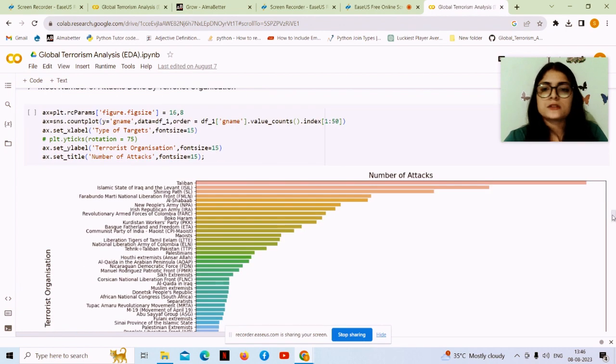Next, the largest number of attacks done by a terrorist organization. As we can see in this graph, the most terrorist attacks were done by the Taliban, followed by ISIL, Islamic State of Iraq and Levant, and then SL, Shining Path.